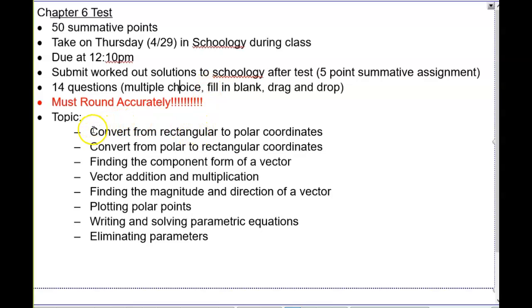And what are the topics we've covered? Some of these we just did. Convert from rectangular to polar. Convert from polar to rectangular. Find the component form of a vector. Vector addition and multiplication. Find the magnitude and direction of a vector. We did that in a warm-up. Plotting polar points, writing and solving parametric equations, and eliminating parameters. If you did the 2 quizzes this unit, you experienced every single one of these problems.